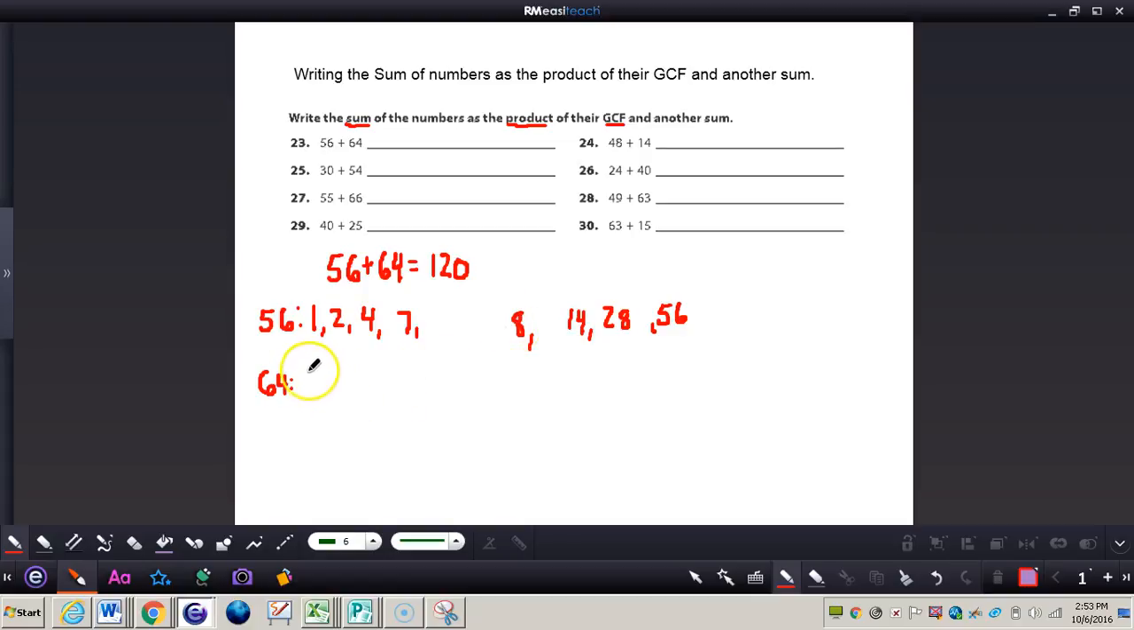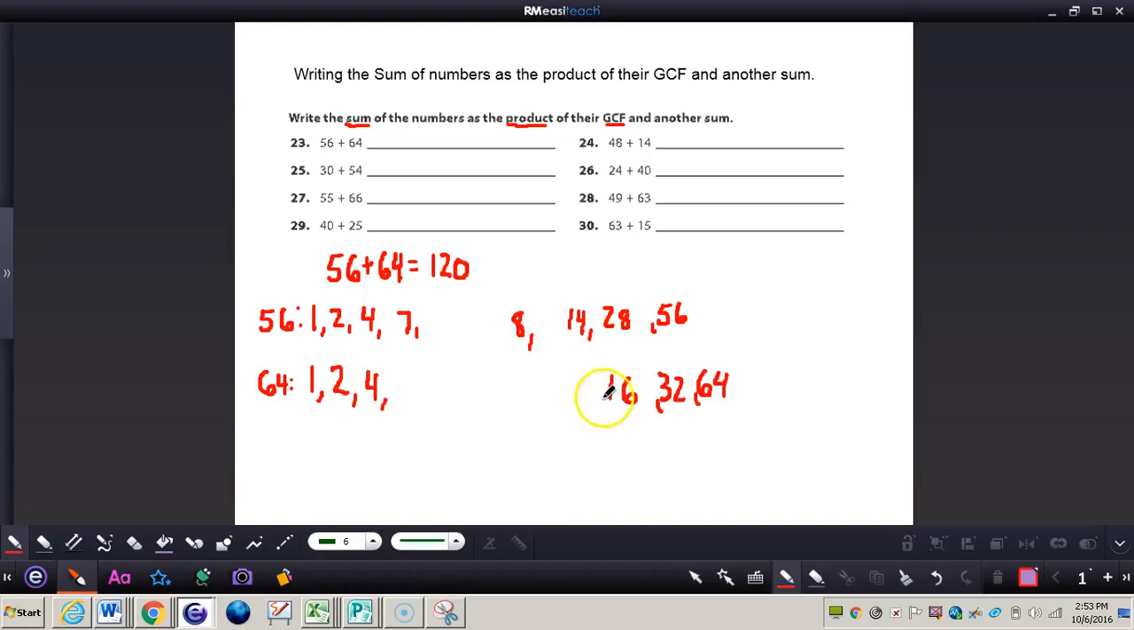Now I can do 64. So I have 1 and 64. 1 times 64. Remember, greatest common factor. These are all the numbers that go into these numbers evenly. Or even think about multiplication problems that equal that number. 2 times 32. 3 does not work. 4 does work. 4 times 16.